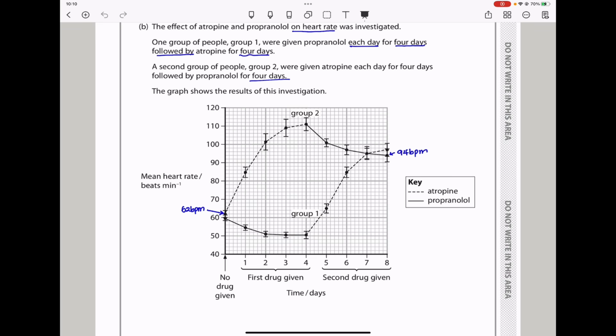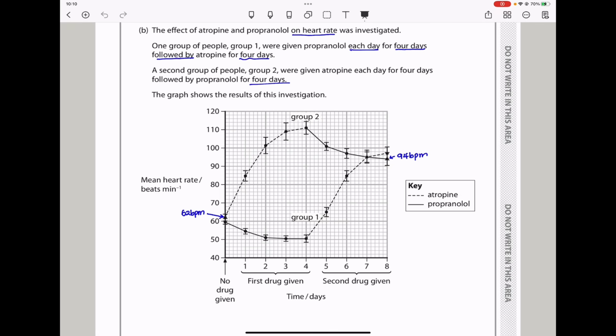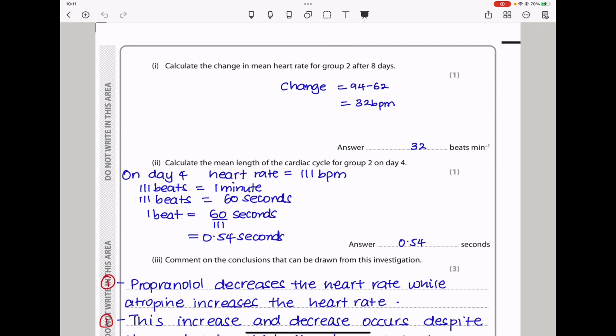So we can see there are two groups. This drug was given here to group 2, and then this drug given here and given there in different groups. So we can see basically the drug given here causes an increase in the mean heart rate, and this drug here causes a decrease in mean heart rate. Although at the end there was no significant difference because the result is almost the same no matter which drug was given first. They say calculate the change in mean heart rate for group 2 after 8 days.